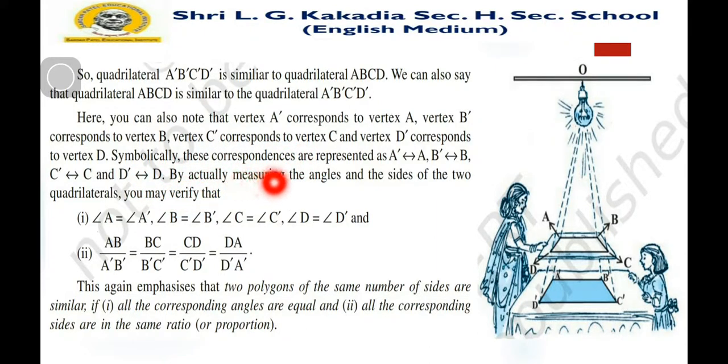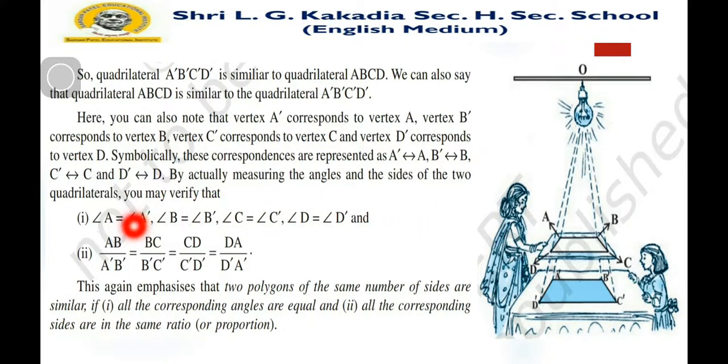By actually measuring the angles and the sides of the two quadrilaterals, you may verify that angle A is equal to angle A dash, angle B is equal to angle B dash, angle C is equal to angle C dash, and angle D is equal to angle D dash, as you can see here.